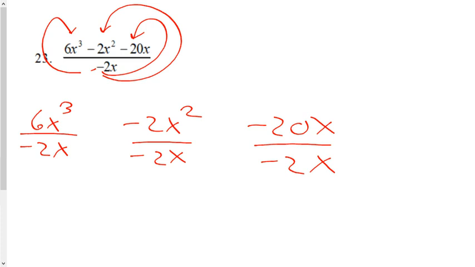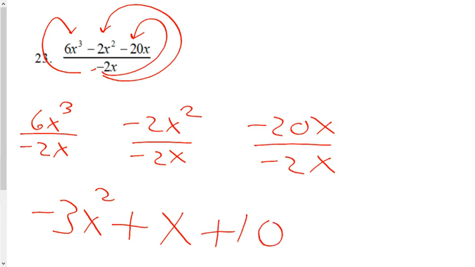When I work that out, dividing the coefficients will give me negative 3. Dividing x cubed by x will give me x squared. Negative 2 divided by negative 2 is 1. I don't write 1 coefficients, but it will be a positive 1. And x squared divided by x is x. And negative 20 divided by negative 2 is a positive 10. And x divided by x cancels each other out. My final solution for this is negative 3x squared plus x plus 10. 3 points for that. Each term is worth a point.